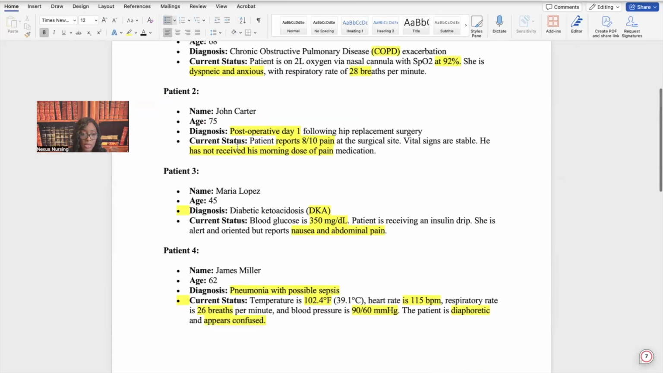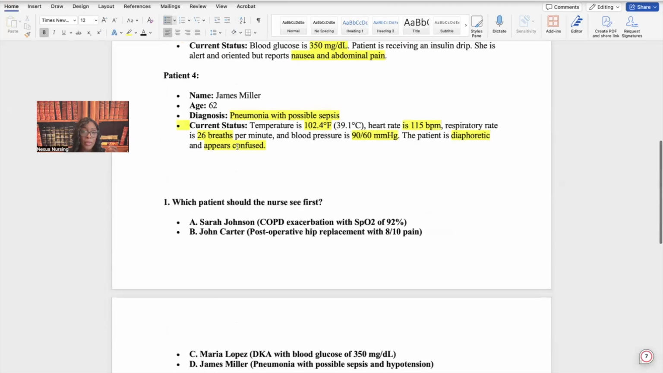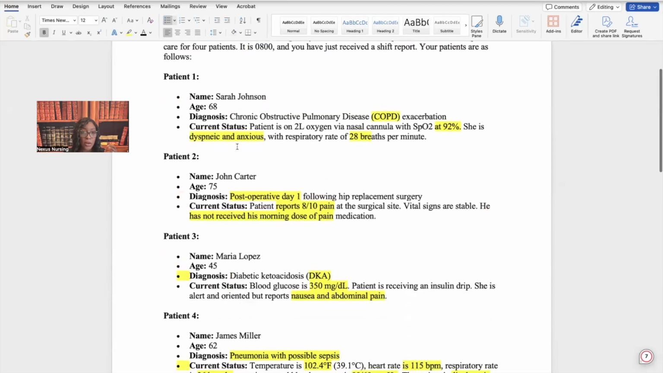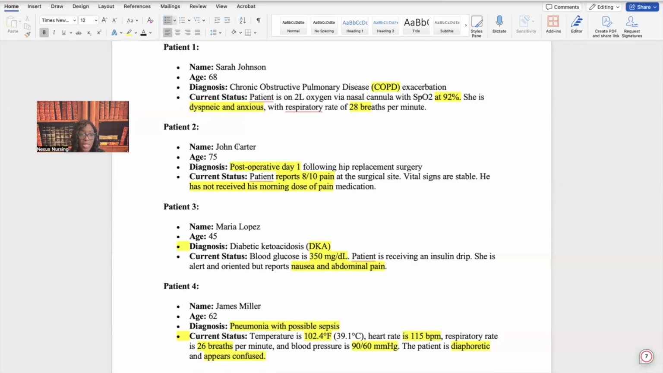Who would we see third? Because I think that's the next question. Yeah, the next question is who we're going to see third. Take a look at our patients. Between patient two, our one day post-op, and patient three, our DKA, who do you think you're going to see first? DKA, right? Why are we seeing our DKA patient?